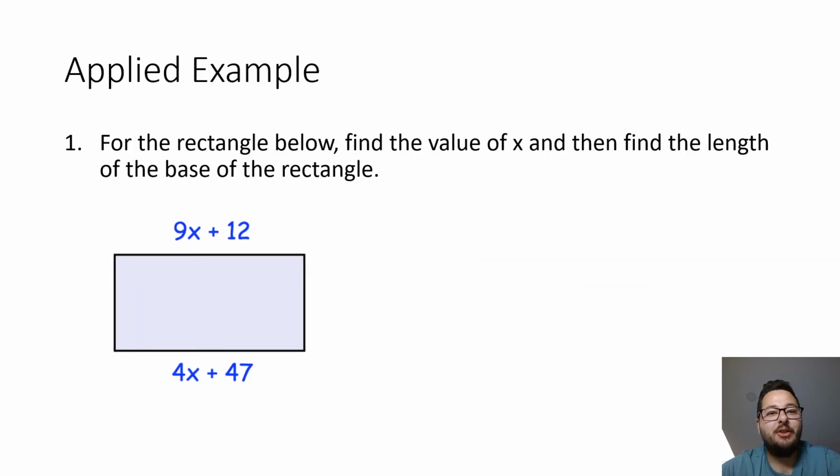So we've got a rectangle. So for the rectangle below, find the value of x and then find the length of the base of the rectangle. Well, the first thing we want to notice is that we've got 9x plus 12 on the top and 4x plus 47 on the bottom. Now, since it's a rectangle, these must be equal to each other because these sides are equal, aren't they? So let's start by writing out 9x plus 12 equals 4x plus 47.